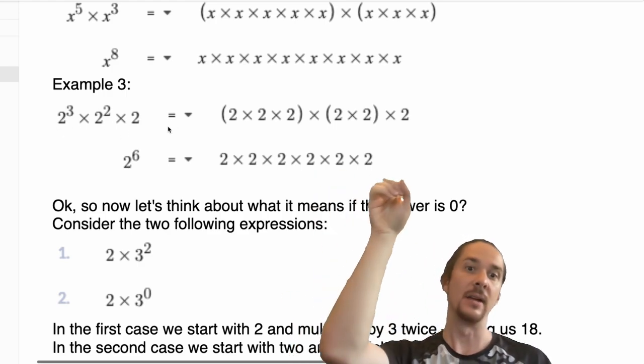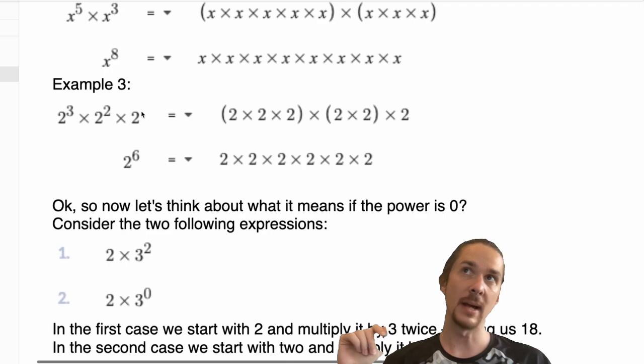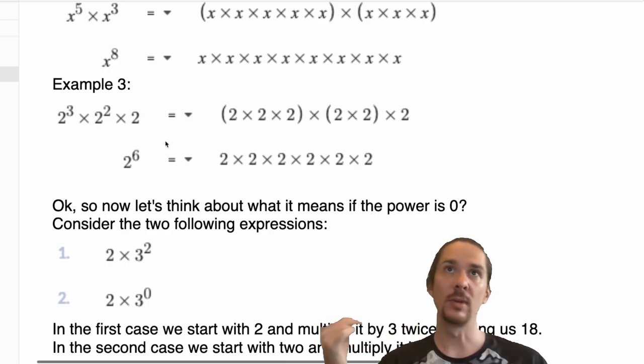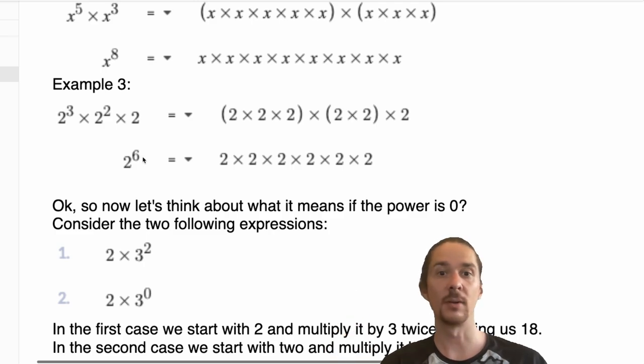So that's 3 2's and 2 2's and 1 2. Here where we don't put the power, that means there's a 1. There's a sneaky 1 up the top there. So we're adding 3 plus 2 plus 1, which is 6. That's 2 to the power of 6.